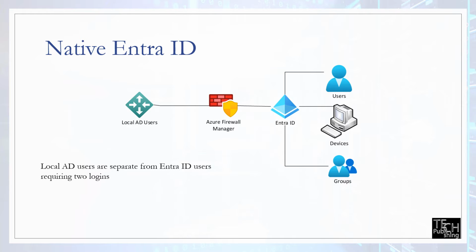This is the native option. This is where you're going to connect into Entra ID. So the users first log in to the local Active Directory. They then go through the Azure firewall and into Entra ID, where they access devices, they access resources. They're logged in as users, and those users are sometimes members of groups. And so if they want to access Exchange Online using Outlook as an example, then they're going to get prompted for that username and password, even though they've already logged in to the local Active Directory.